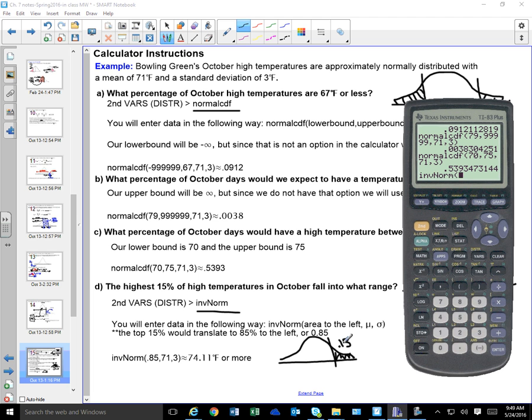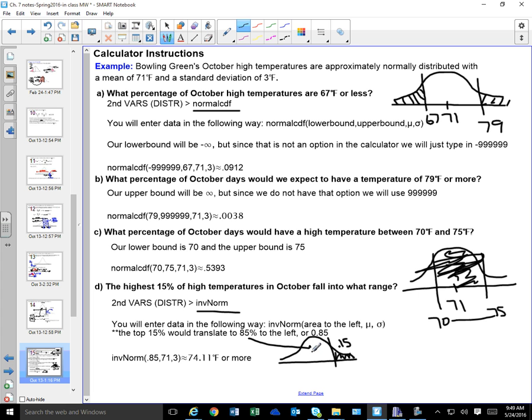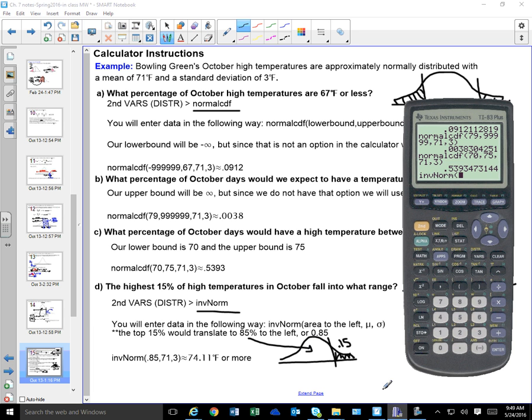So what is our area to the left here? We want to find the upper 15%. So the area to the left is going to be 0.85, right? So we're going to put in 0.85. You're always going to put it in as a decimal, not as the percentage. 0.85, the mean is 71, and the standard deviation is 3. And you get 74.11, right? And so that is the point here, and it's 74.11 or more. It's that area over there.